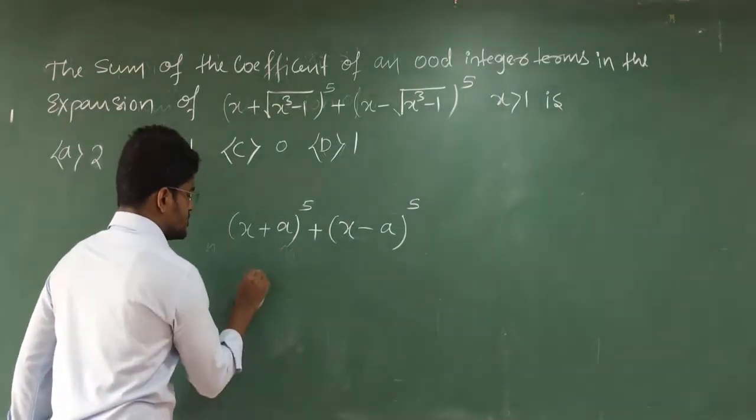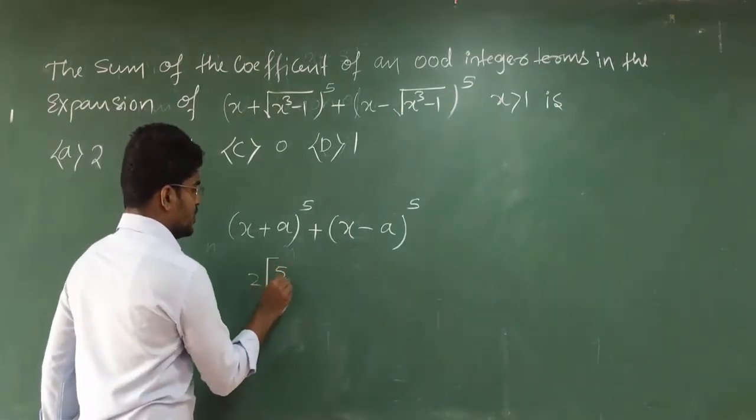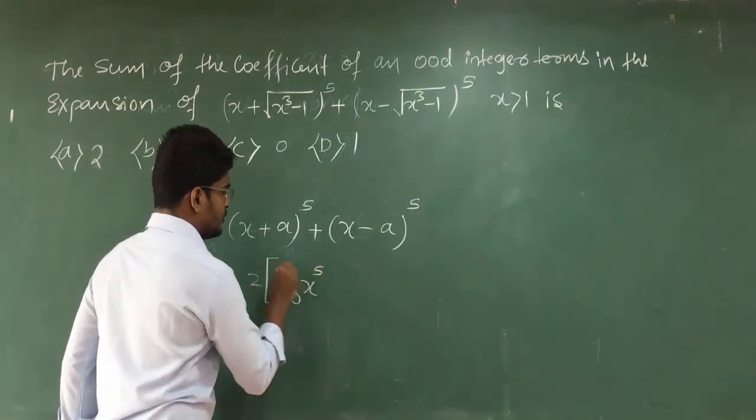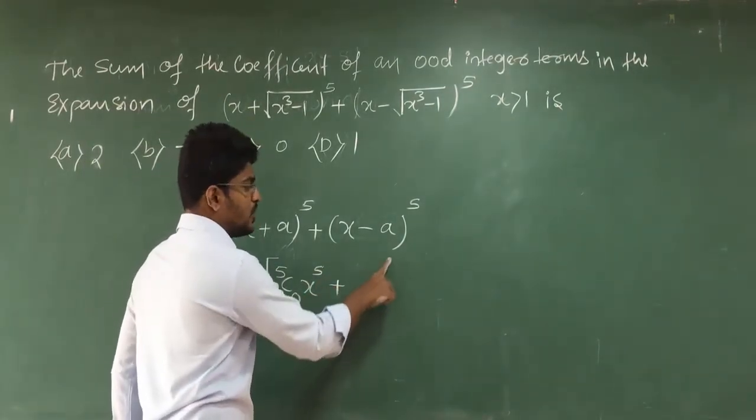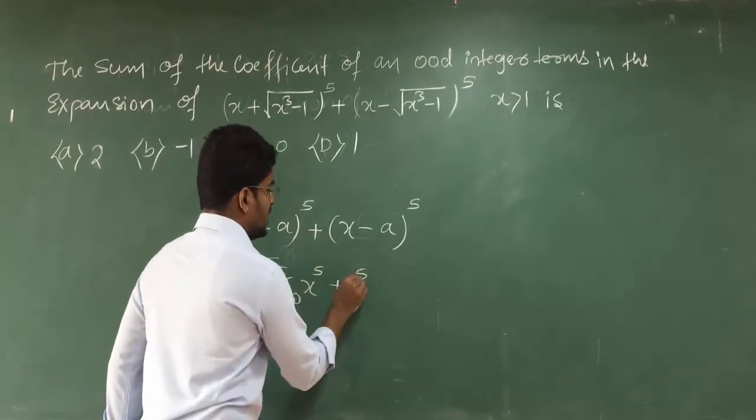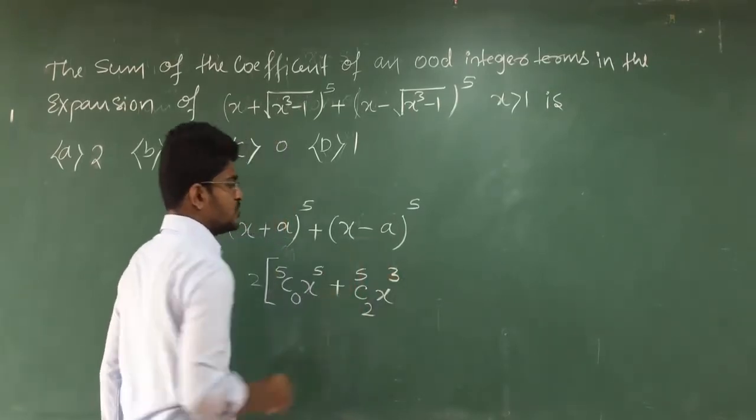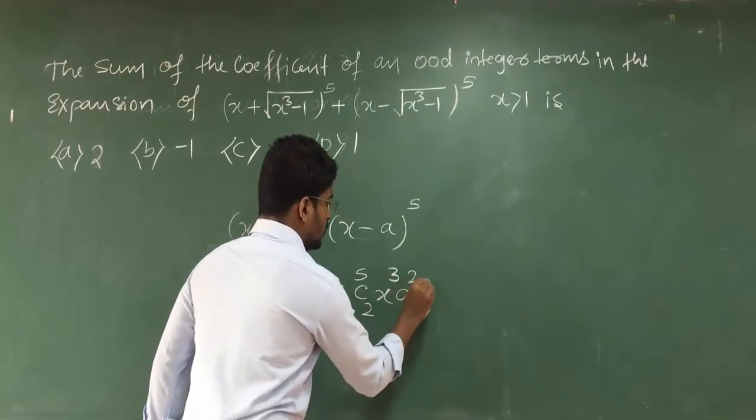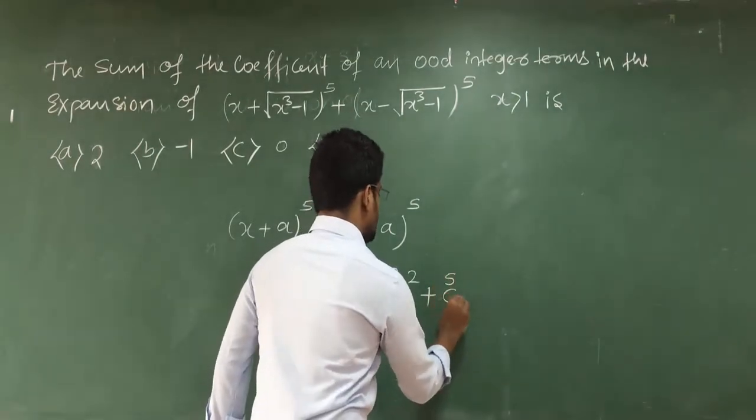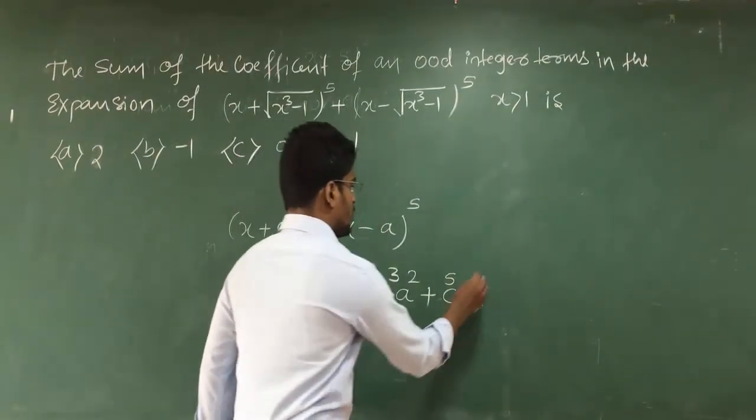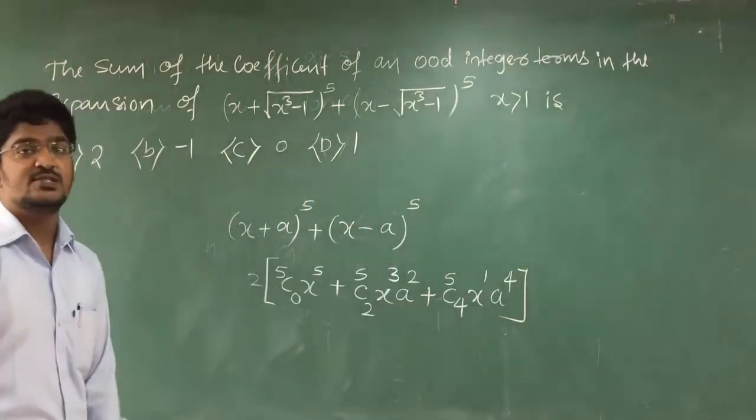So I will write there are two terms. So 2 times the first term will be what? 5c0 x to the power of 5. Clear? Next term will be what? This is 5c1, that means x to the power of 4. That we don't need. I need 5c2 x to the power of 3 a to the power of 2, plus, next I don't need 5c3, I need 5c4. So 5c4 x to the power of 1 a to the power of 4. So I have to calculate this particular term.